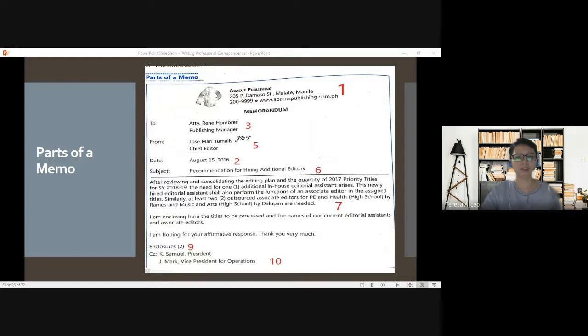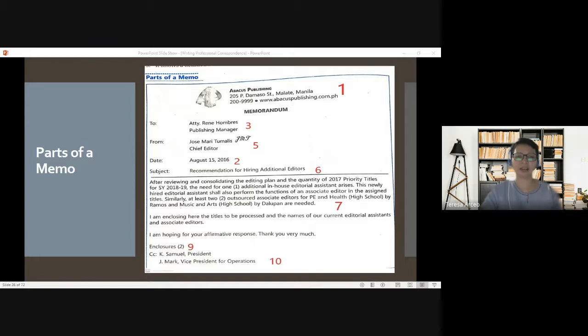Next, we have the enclosure notation. These are the attachments to the memo. One can also attach a list, a graph, or tables at the end of a memo. Make a reference for your attachments and add a notation for them. It can be written in three formats. It can be enclosures if you have more than one attachment, enclosure if you have only one, or written in lowercase letters, ENC period or ENCL period.